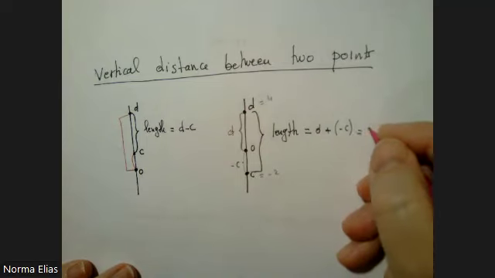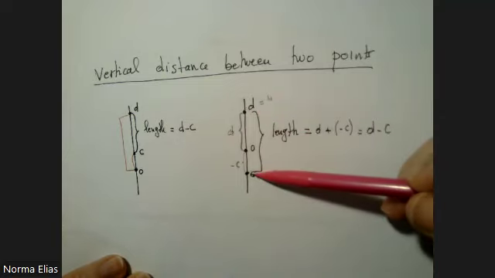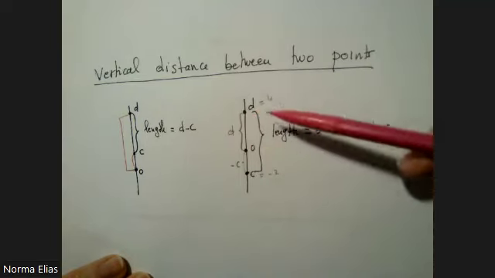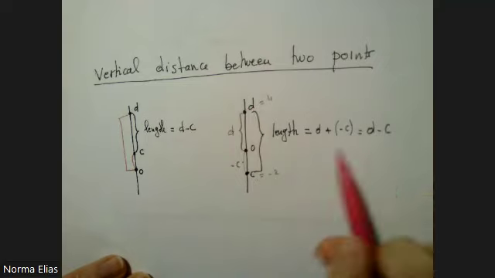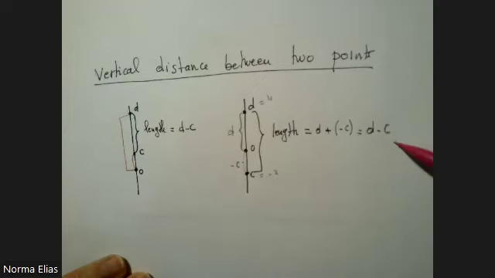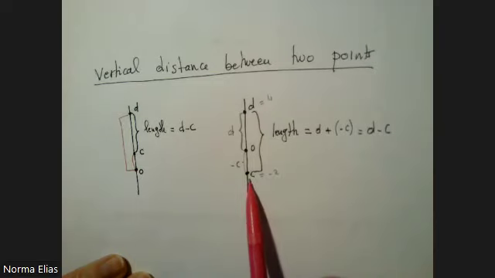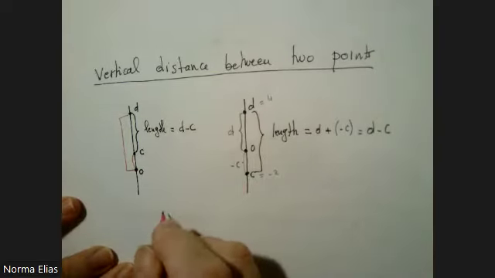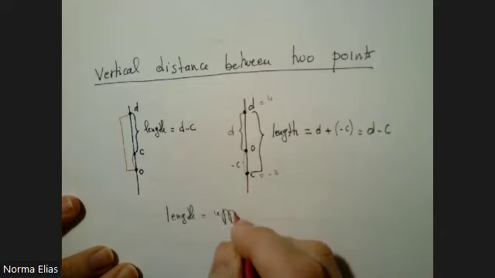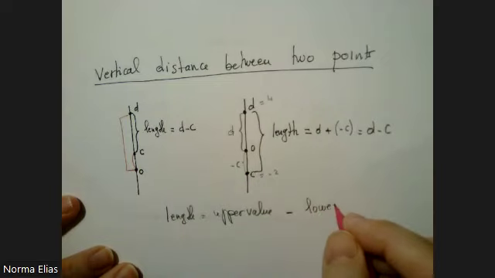So this length is also D minus C. So if you have 2 points on the vertical line, regardless of where 0 is, the distance between them is always the upper value, you take away the smaller value, regardless of what C is. Whether C is above the x-axis or below the x-axis, it doesn't really matter. So the length is always the upper value, whatever it is, minus the lower value, whatever it is.